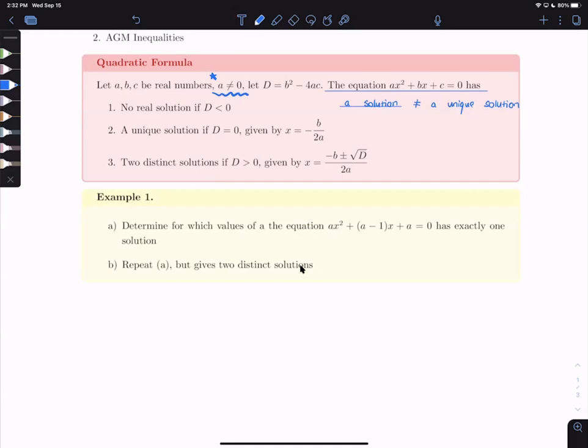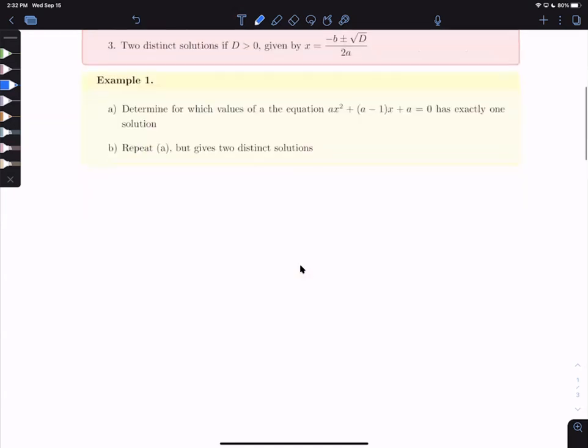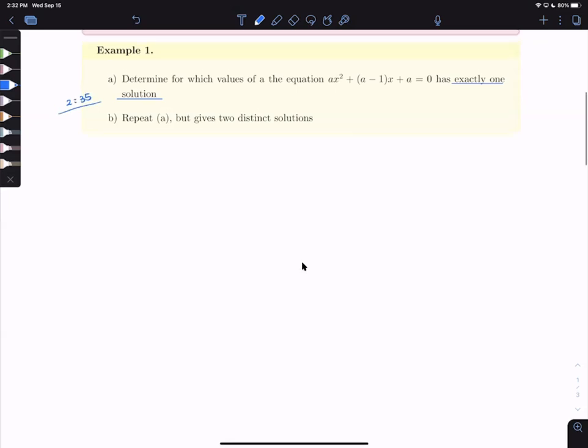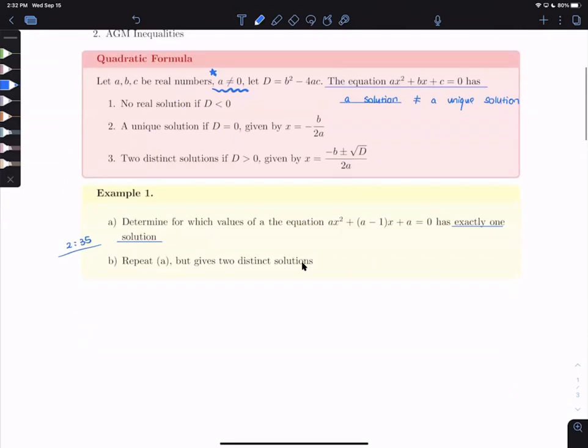The second thing you will fall into is, look at example 1. Determine for which values of the parameter the equation has exactly one solution. Exactly one solution. I'll give you 3 minutes to work on this, so we'll take it up at 2:35. But think about this question, and be careful with what I just put a star next to. Okay, try this.